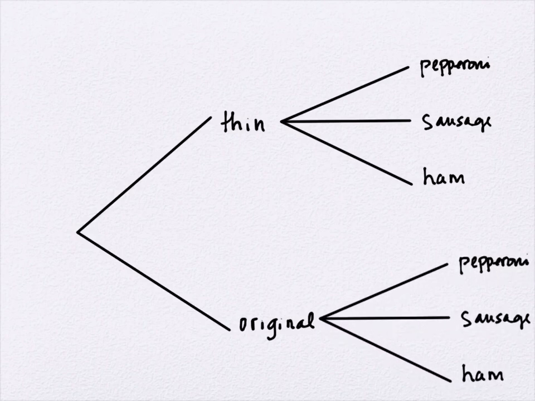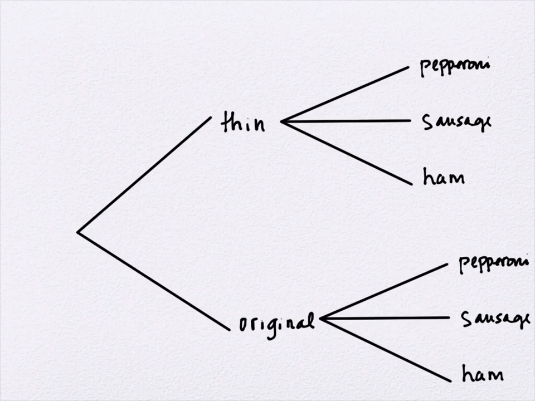Right? So if you follow along each one of these branches or paths, you can see that you have different choices. The first one is a thin pepperoni pizza. The second one is a thin sausage pizza. The third is a thin ham pizza. Or you can have an original pepperoni pizza or an original sausage pizza or an original ham pizza, right? Those are our choices. How many choices does that give her?